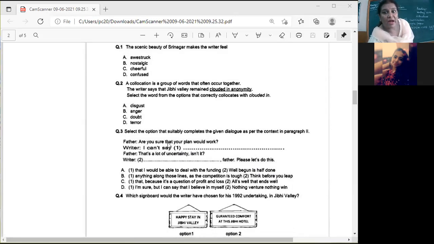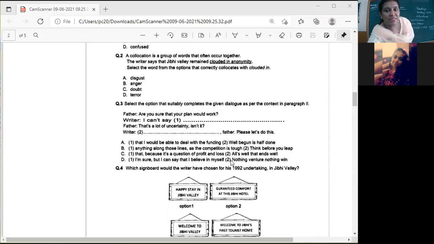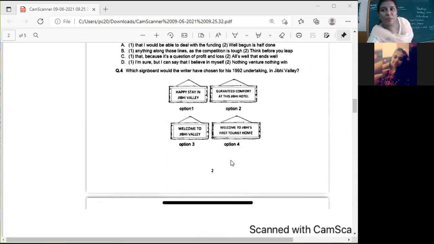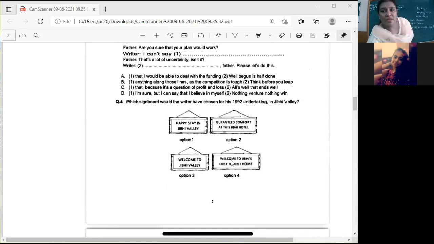Are you sure that your plan would work? I'm sure, but I can say that I can believe in myself. Nothing ventured, nothing gained, father. Please, let's do this. What do you say? D is the correct option? Because he wants to think before you leap, father. Who wants to take the leap? The son wants to take the leap, no? Isn't it? Now, which signboard would he have chosen?